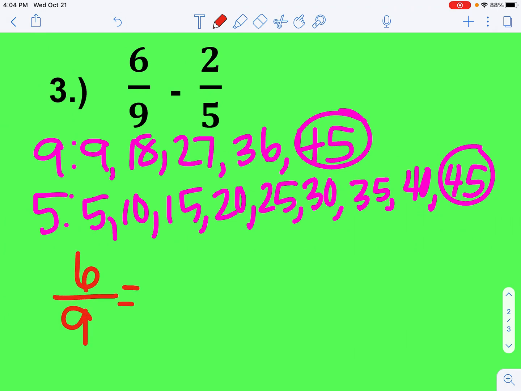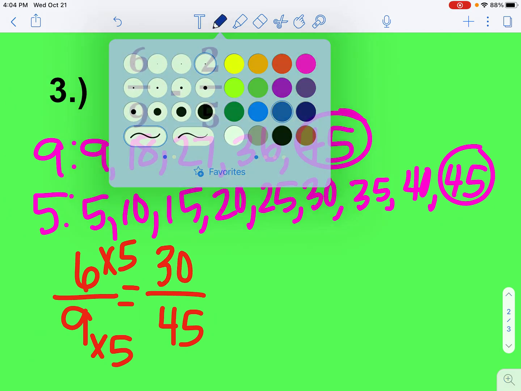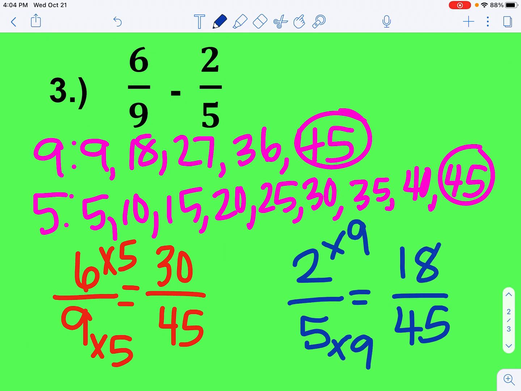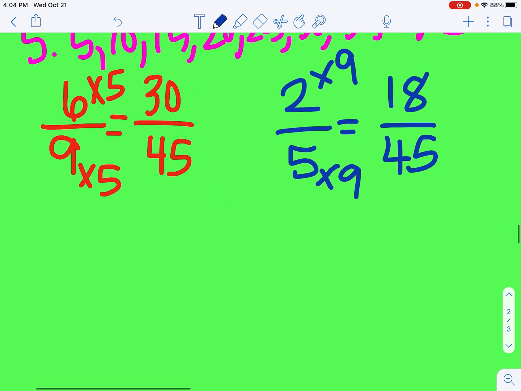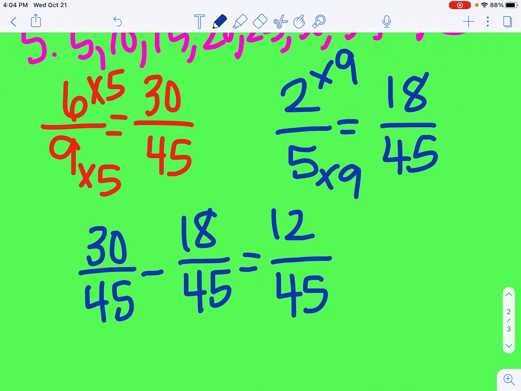So now we're going to find our new fractions. Now my denominator is 45. 9 times 5 gives me 45. 6 times 5 is 30. And then I have 2 5ths with a new denominator of 45. 5 times 9 gives me 45, so I need to take 2 times 9, which is 18. And now we're going to subtract these numbers. I have 30 over 45 minus 18 over 45. My denominator is going to stay the same. When I subtract, I get 12.